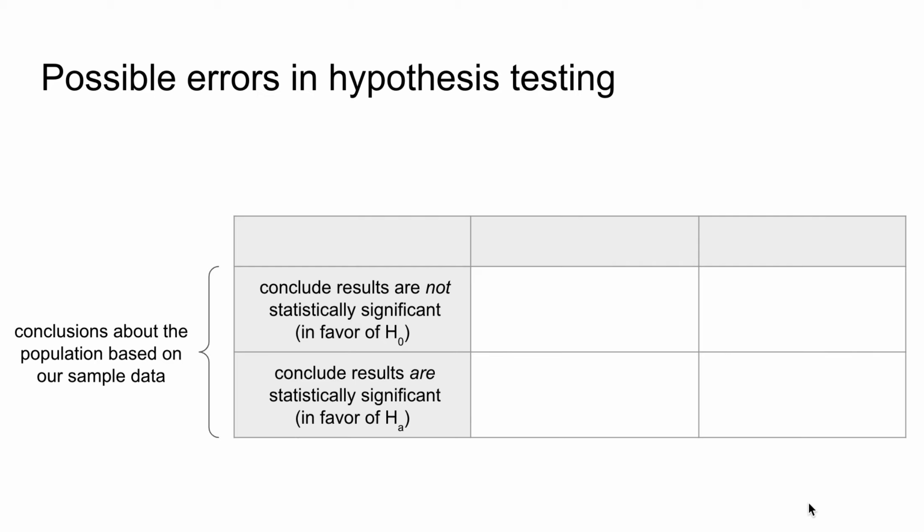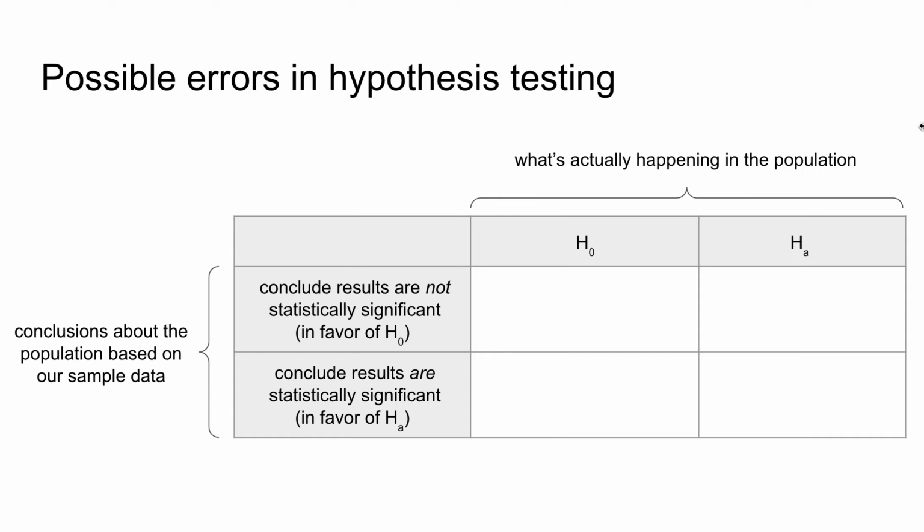Though things aren't so binary in practice, there are two general conclusions that we might make about the population using our sample data. Either we conclude that our results are not statistically significant, or that they are. That is, our hypothesis test conclusions either rule in favor of the null hypothesis or the alternative. Our hope is that these sample conclusions coincide with what's actually happening in the population, where, again, to simplify to a binary, either the null or the alternative is true.